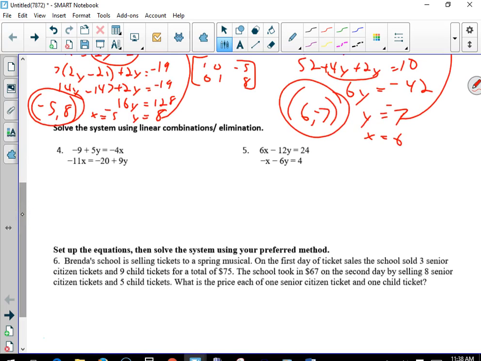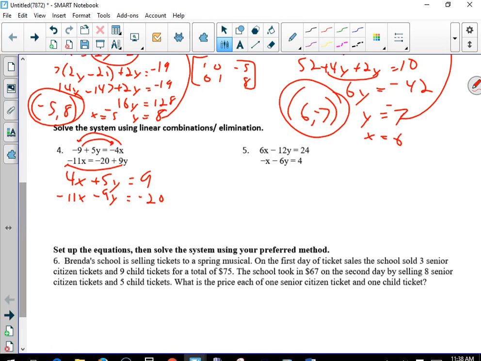Solve using elimination. First off, I have to get this all cleaned up. This needs to move over here. This needs to move over here. So the negative 4x becomes positive, and the negative 9 becomes positive. I also need to move this 9y over here. So I have negative 11x minus 9y equals negative 20.